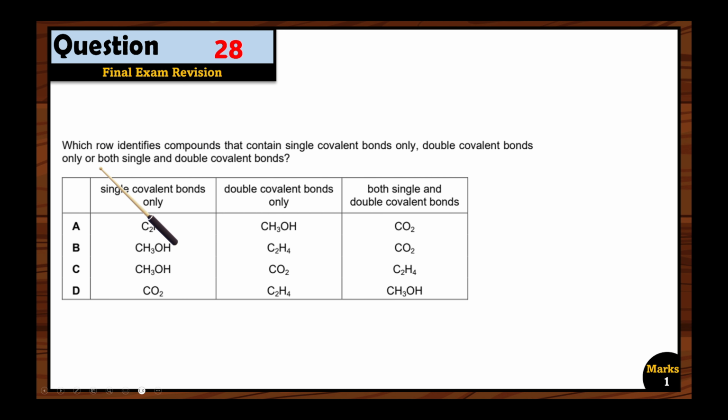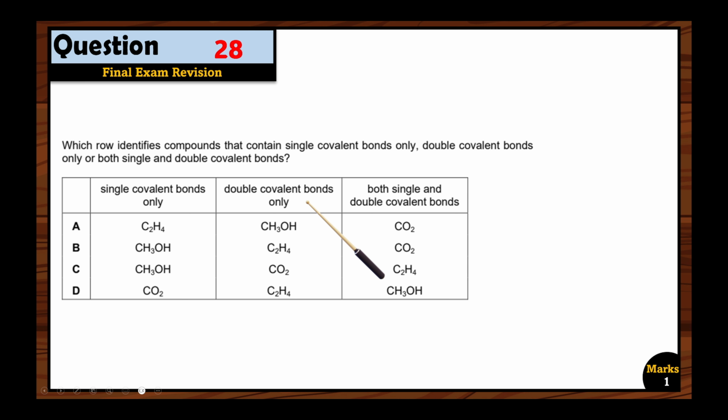Question 28. Which row identifies compounds that contain single covalent bonds only, double covalent bonds only, or both single and double covalent bonds? Okay, so now let's see one by one. Single covalent bonds only. So C2H4, it's ethene. Ethene belongs to the group alkene, right? And the organic compound will always have a double bond. So A is rejected. CH3OH, yes, that's right. And carbon dioxide is also rejected because it also has double bonds, right? So B or C can be right.